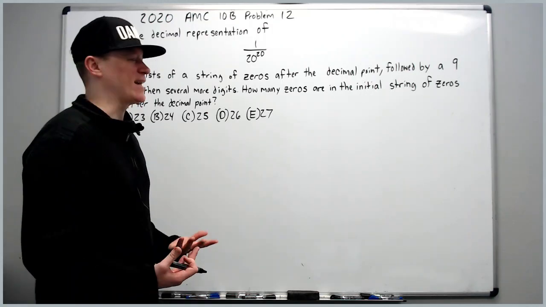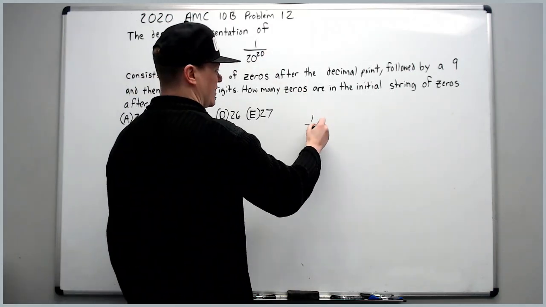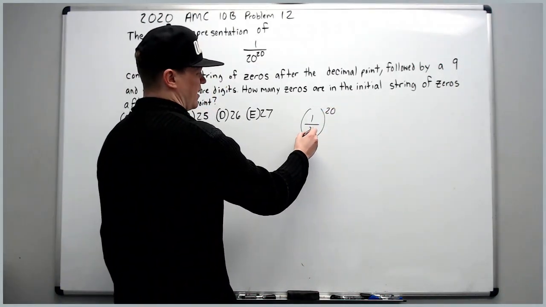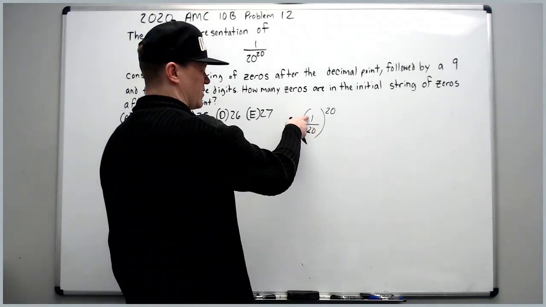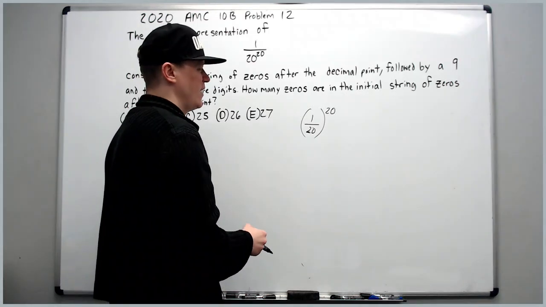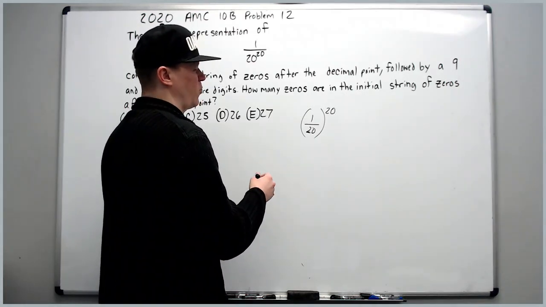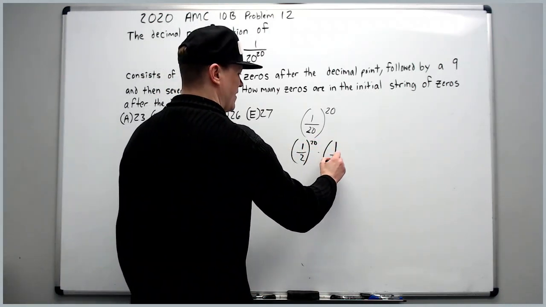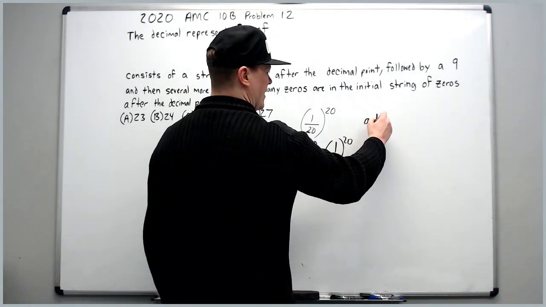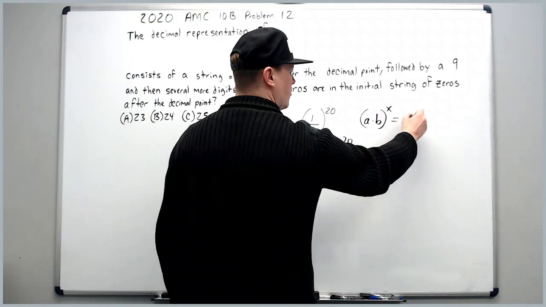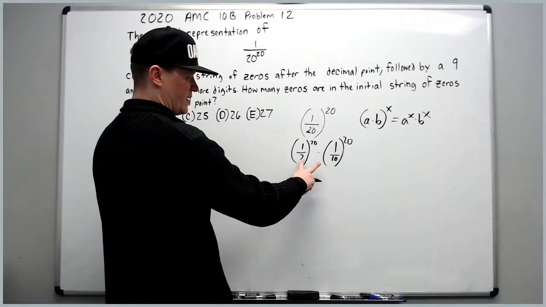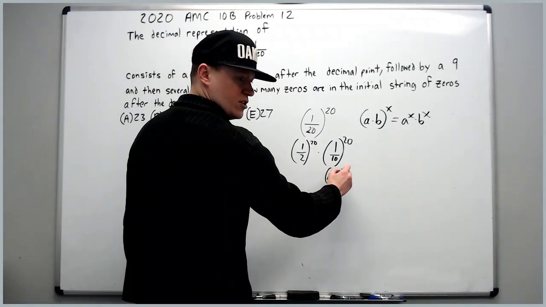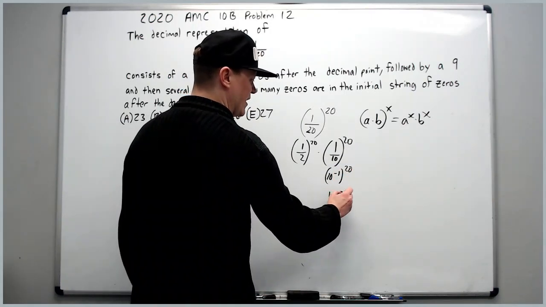You got to think about a way of attacking this. The first thing I think about is take the 20 to the outside. So it's 1 over 20 to the 20th. Then there's a few options. You could make this like 5 over 100 for some reason. But I think what I want to do is split it into 1/2 to the 20th times 1/10 to the 20th. And this is because a times b to the power of x is equal to a to the x times b to the x. Now this becomes 10 to the negative 1 to the 20th power, which is 10 to the negative 20.